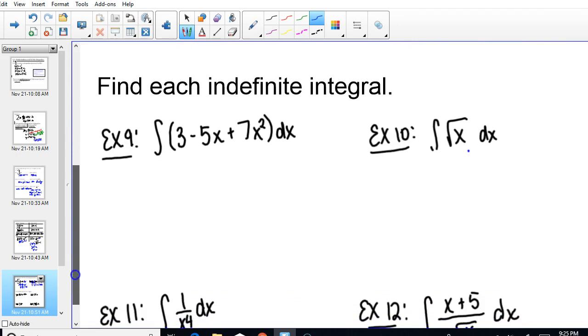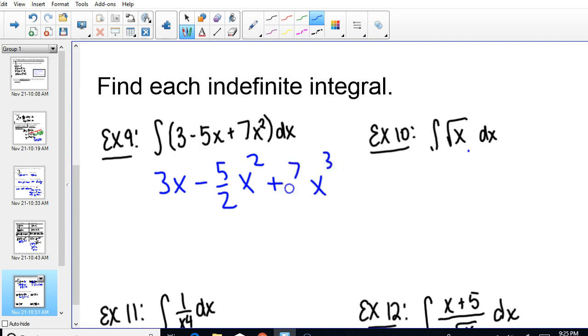Our last few are going to be a little bit trickier, not much. So for example 9, this is pretty straightforward. We're just going to have 3x minus x squared, 5 divided by 2, so we'll just put 5 halves, plus x to the 3rd power, and then we'll have 7 divided by 3, and then we'll put a plus c right here on the end. So this one is an integral here. We would just put an equal sign because this integral equals this expression.